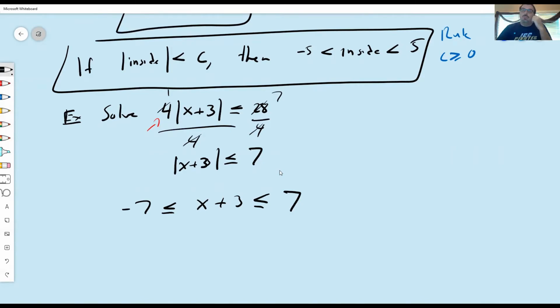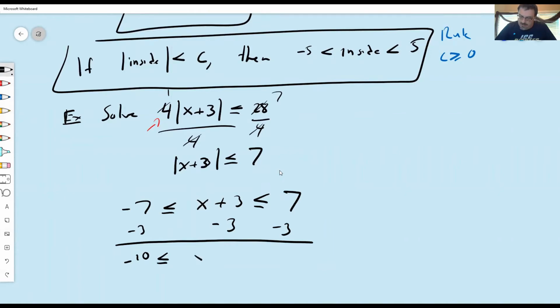And now I have this compound inequality. And when we're solving these, we just want to get the x by itself in the center. So we're going to subtract 3. Minus 10 is less than or equal to x, which is less than or equal to 4. What this is saying is x is between minus 10 and positive 4.